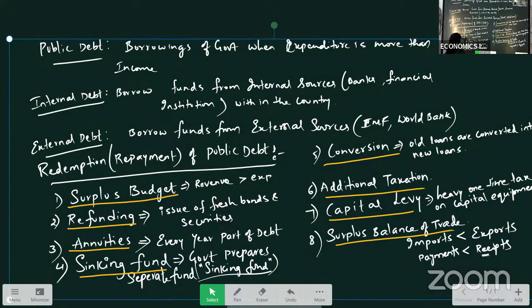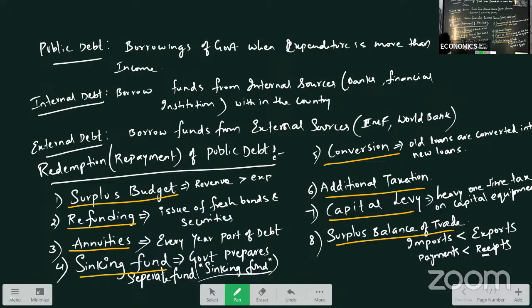So here you can see what is public debt. Public debt means borrowings of government when expenditure is more than income. When they borrow funds from internal sources, that is within the country, we call it internal debt. And when they borrow funds from external sources outside the country, we call it external debt. So what are the redemption methods of public debt? Repayment. How will the repayment be done when they borrow the money? Surplus budget, refunding, annuities, sinking fund, conversion, additional taxation, capital levy, and surplus balance of trade.